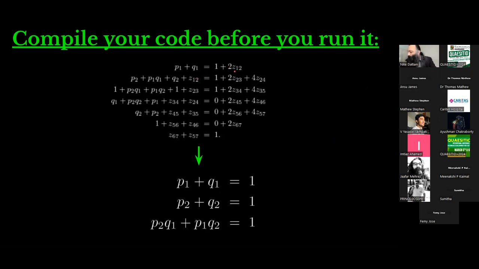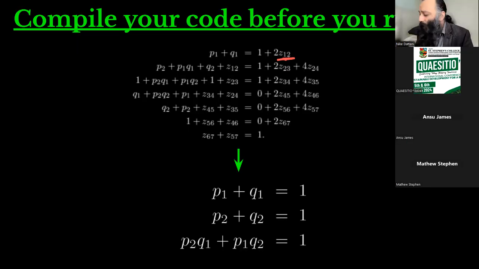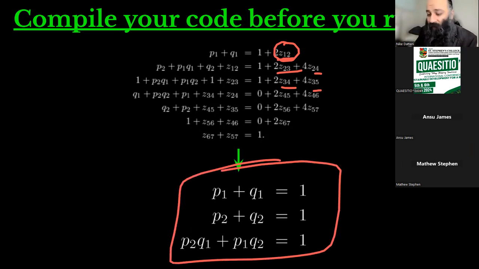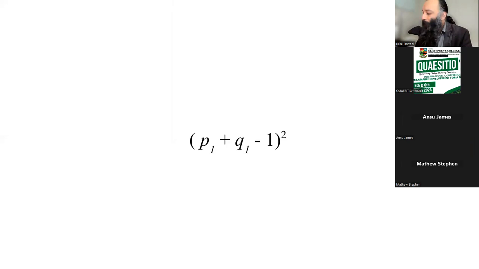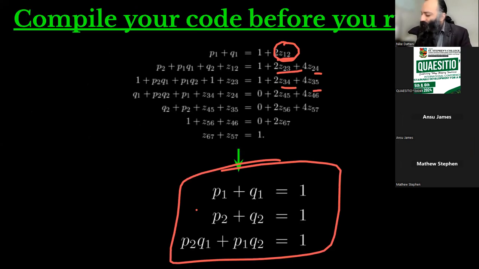Okay, I'll make that clear for you again. Z12 has to be zero, because if it was a one, we couldn't satisfy this equation, possibly. So we know that Z12 equals zero. So basically, we compile our code before we run it. We want to factor 143. Z12 equals zero. We know also some of these are zeros. We end up with a simpler set of equations here. Okay? So we end up with this simple set of equations.